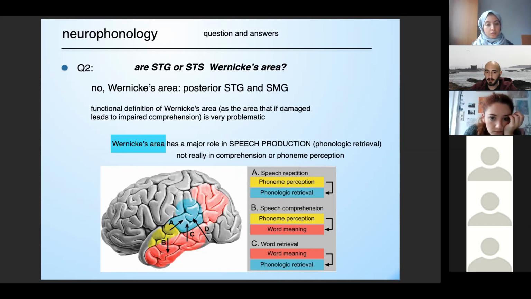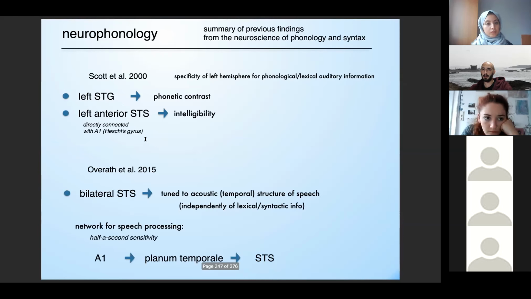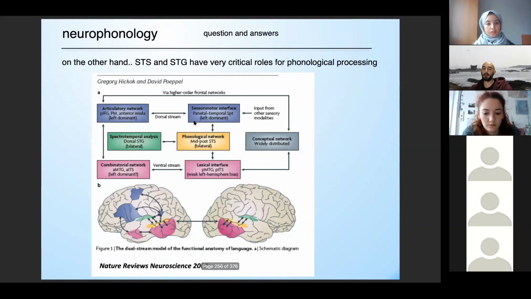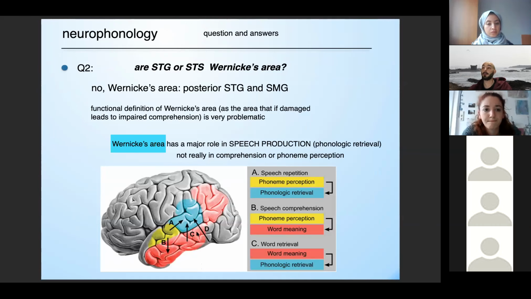So this blue bubble here is Wernicke's area. And you see, this is all your superior temporal gyrus, middle temporal gyrus, inferior temporal gyrus, okay? And this is where you have your phoneme perception. So this anterior part of your STG corresponds to more or less this kind of activation of phonetic contrast by Scott, okay? And then when you move to STS, you have the effect of intelligibility because probably you are moving a little bit more to the areas that are important for lexicon.